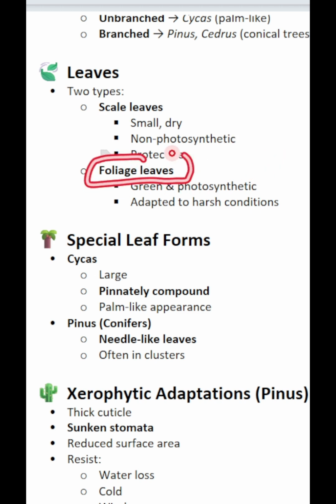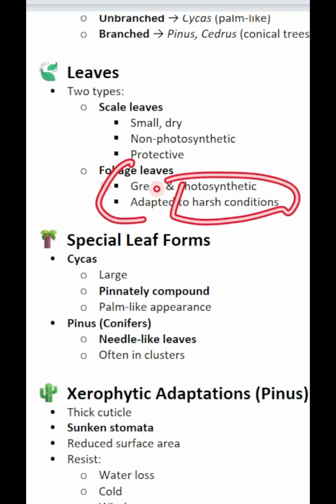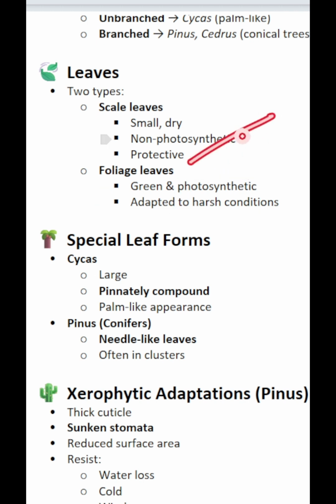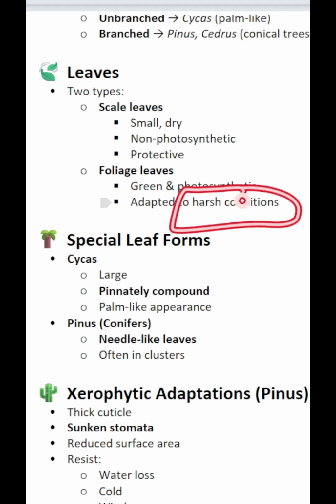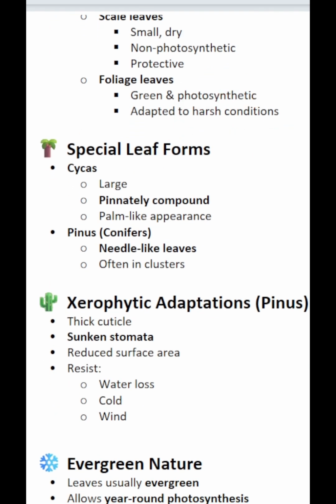Another type is the foliage leaves, which are green and help in photosynthesis. They can withstand harsh conditions because they contain sunken, reduced stomata, so they prevent transpiration. As they prevent the loss of water, they are xerophytic in nature and can be found in harsh conditions. Special leaf forms are found in Cycas and Pinus.